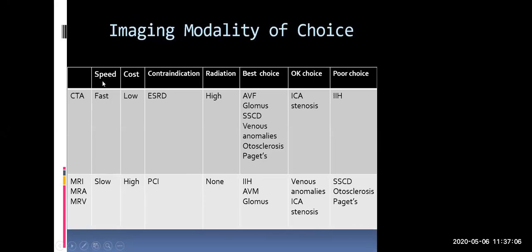So what would be your imaging modality of choice for patients with pulsatile tinnitus? Again, I would say after you've done a thorough history, physical examination, looking at an audiogram, let that guide you. If you have a patient with a completely normal examination and conductive hearing loss, Carhart's notch, absent acoustic reflexes, obviously a temporal bone CT is more than sufficient for you to diagnose possible otosclerosis.